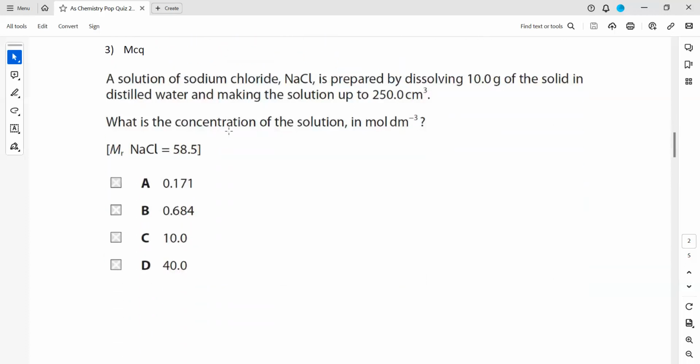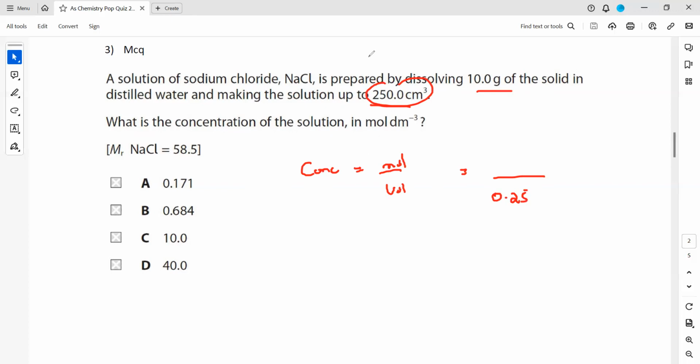In question 3, a solution of sodium chloride is prepared by dissolving 10 grams of the solid in distilled water and making up the solution to 250 cm³. What is the concentration? To work out the concentration, it is moles divided by volume. We have the volume of the solution, but that is in cm³, so we have to convert into dm³. To convert cm³ into dm³, we divide by 1000, so this will be 0.25.